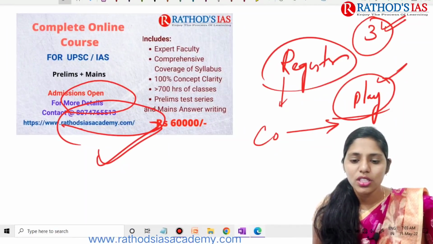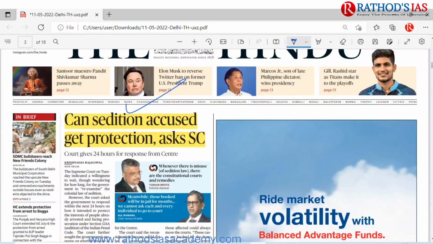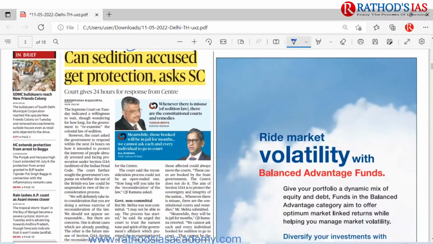And now let us see today's Hindu newspaper PDF. This is today's Hindu, the date is 11th May, and this is the Delhi edition. The first article is about "Can sedition accused get protection, asks Supreme Court." Once proceedings of Section 124A are done, we are going to talk about this.